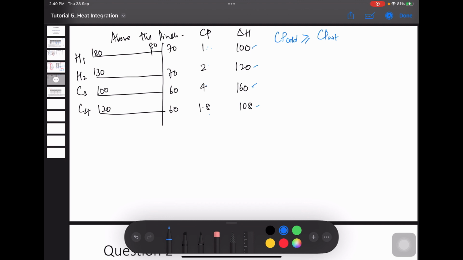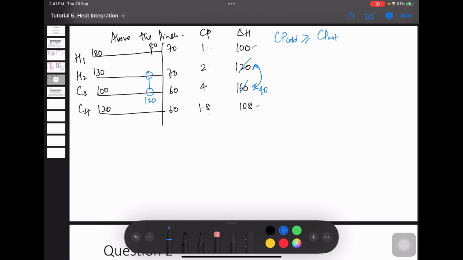So I am going to place a heat exchanger by exchanging heat between these two streams. So maximum heat recovery will be 120. So this stream still has 40 kilowatt. So my first heat exchanger will be exchanging heat between these two streams with 120 kilowatt.